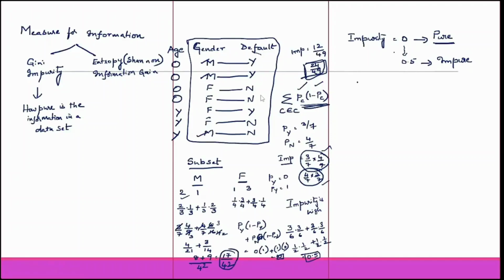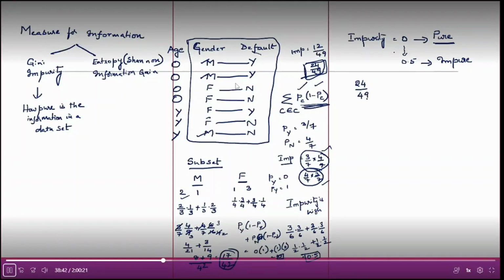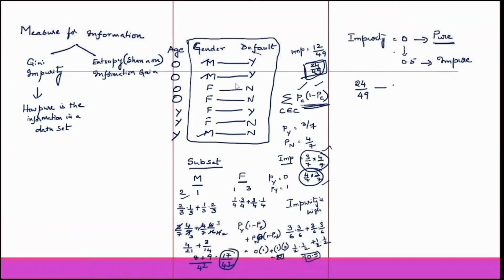So from 24 by 49, by doing the split based on gender, I was able to reduce it. Definitely, it's a reduction, right? We can see which of these two is greater. I'm sure this one is greater because this is very close to 50%. It is slightly lower than 50%. So I am able to reduce the impurity by this much extent by doing a classification based on gender.